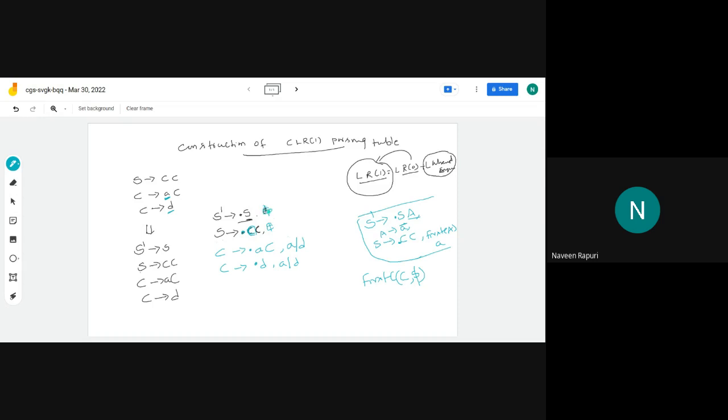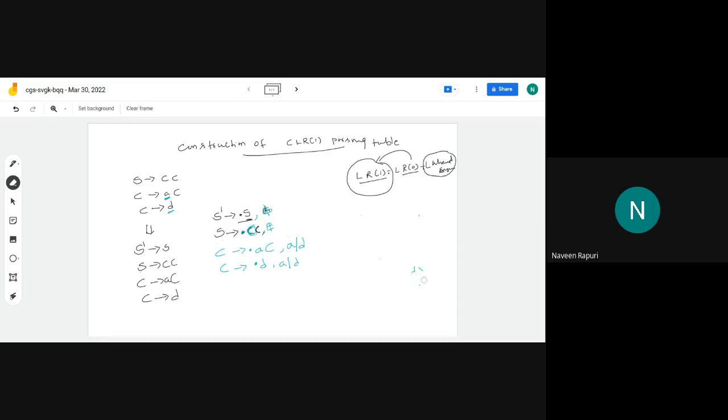So finding the closure and the go to, moving the dot symbol towards the right, everything is the same. The only difference is adding the look ahead symbol for the predictions. How to add the look ahead symbol for the predictions? This is the only thing we have to concentrate on.